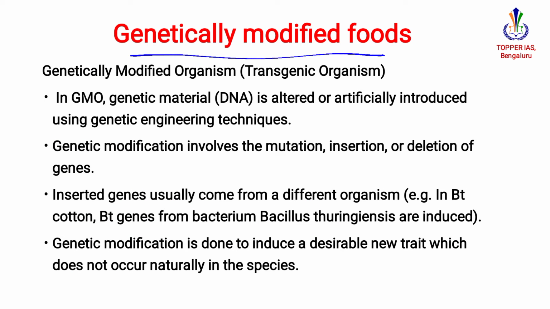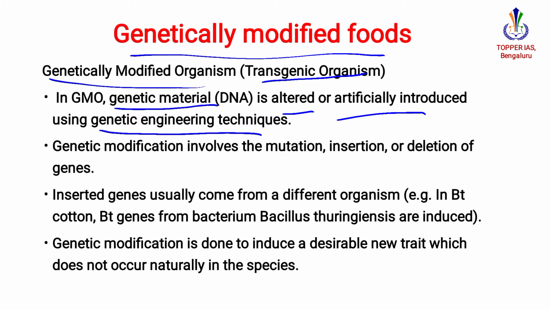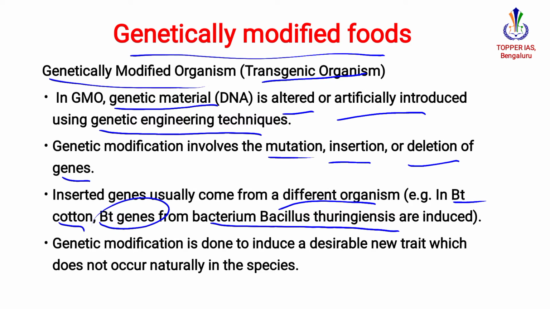What are genetically modified foods? A genetically modified organism, or transgenic organism, is one whose genetic material is altered or artificially introduced using genetic engineering techniques. What is genetic modification? It involves mutation, insertion and deletion of genes. If genes are inserted, they come from different organisms. For example, in Bt cotton, the Bt genes come from the bacterium Bacillus thuringiensis, which are induced.